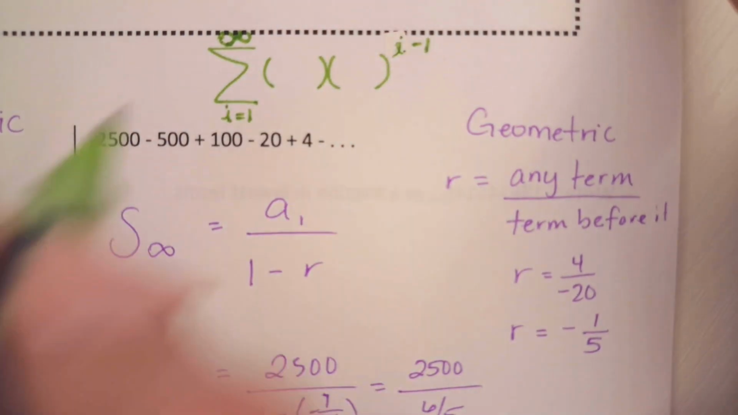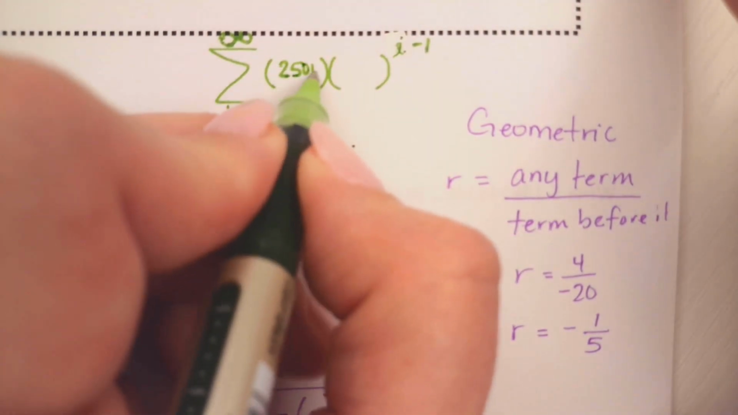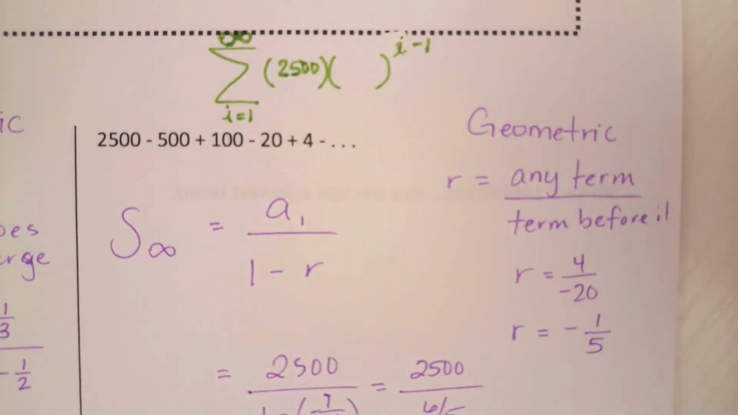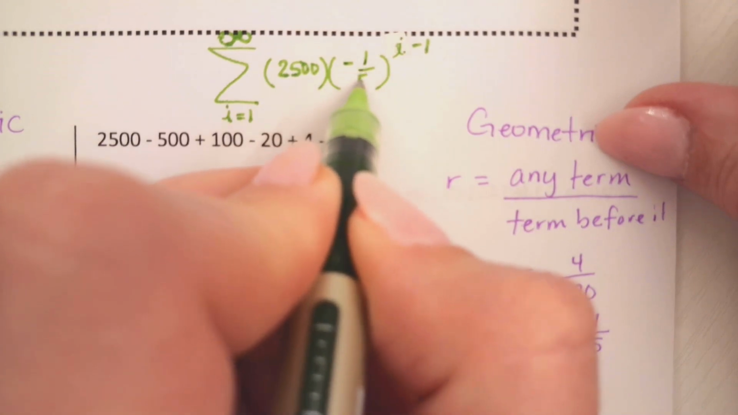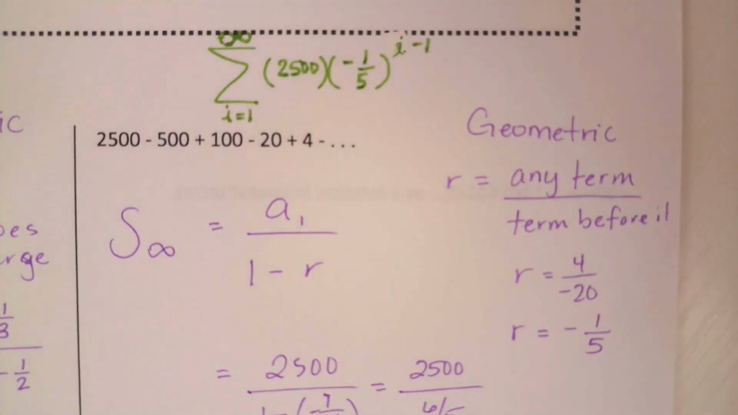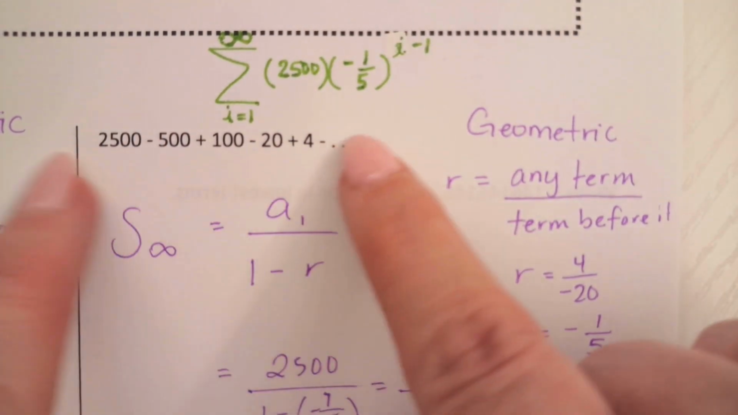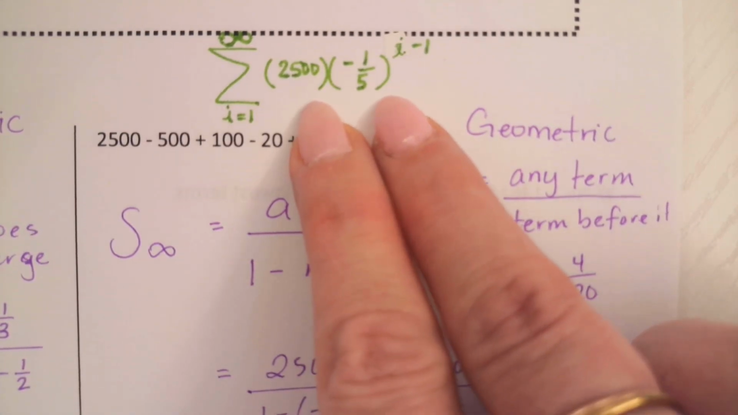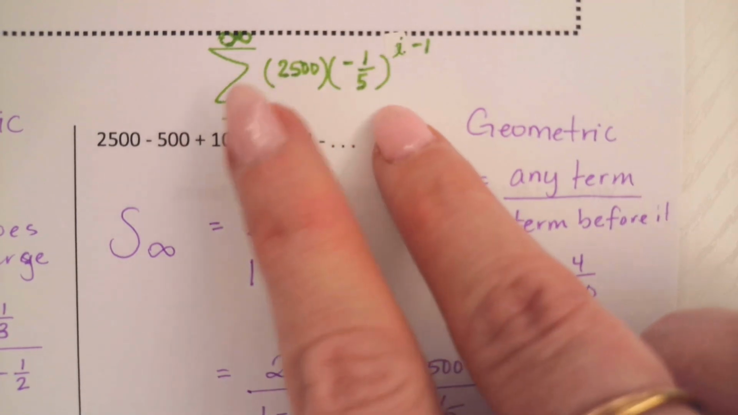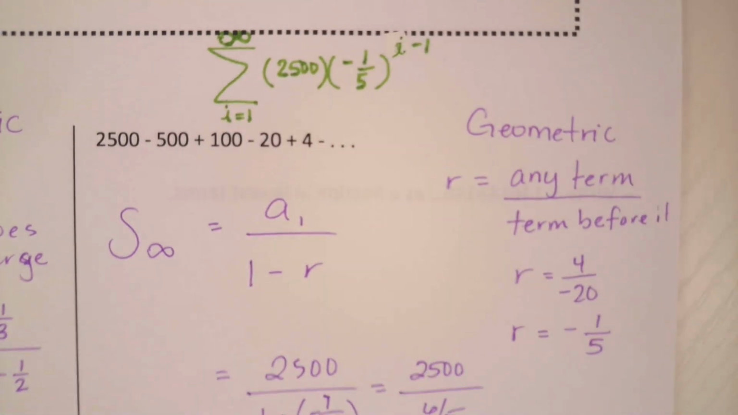So if I had my A1, what would be right here? 2500. And what would be my common ratio? Negative 1 over 5. Okay, so on the homework, when you get to it, some questions might be written in regular sequence notation, and some of them might be written in summation notation where you have to pull all the information out of the equation. Ready to try the next one? All right, let's look at it.